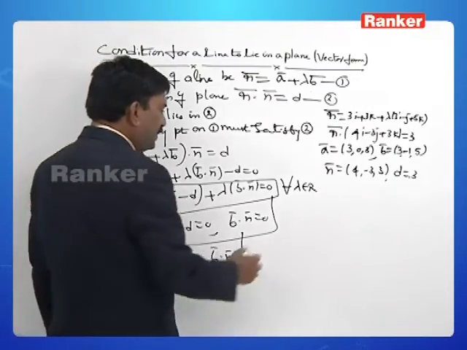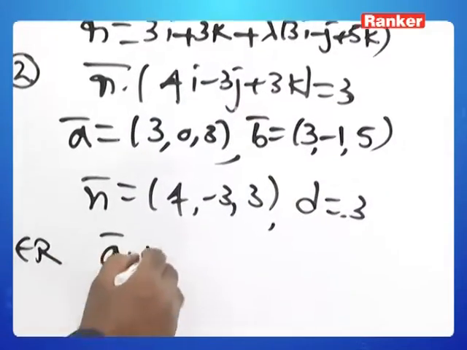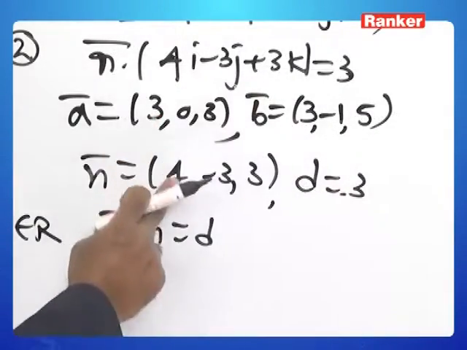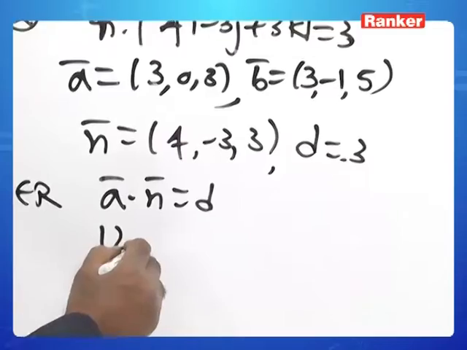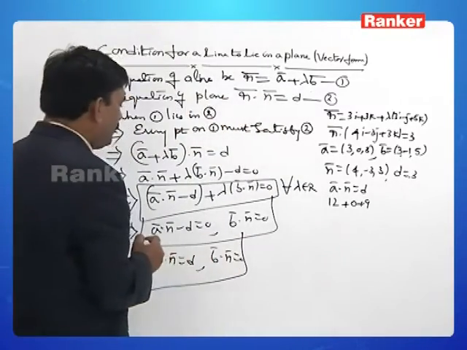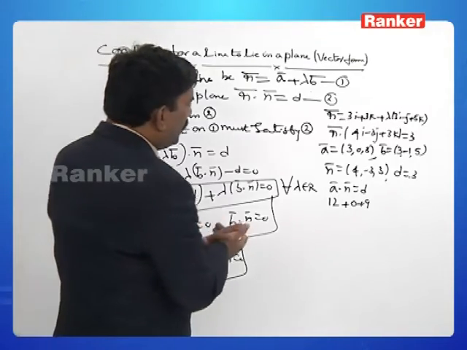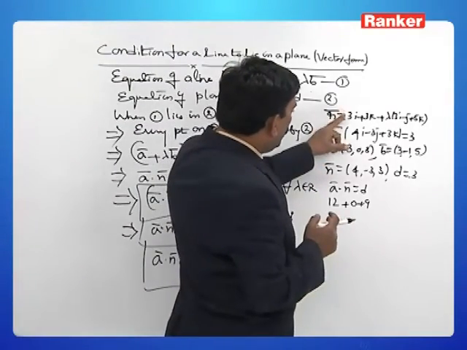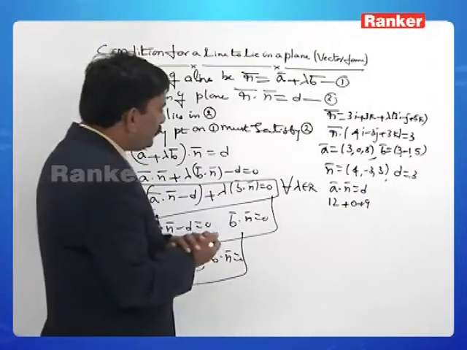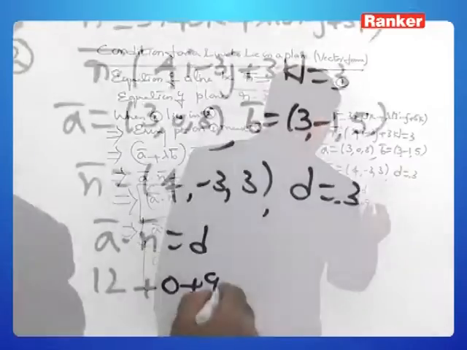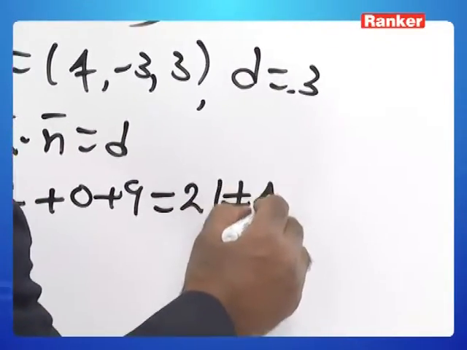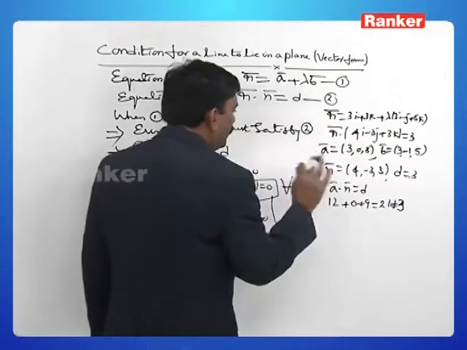Come on, verify this condition. What's the condition? a bar dot n bar is equal to d. We have to verify. What is a bar dot n bar? Take the dot product. This is 12, 0, next this is 9. So a bar dot n bar is 12 plus 9, which is 21. Now d is given as 3. This is not equal to 3.